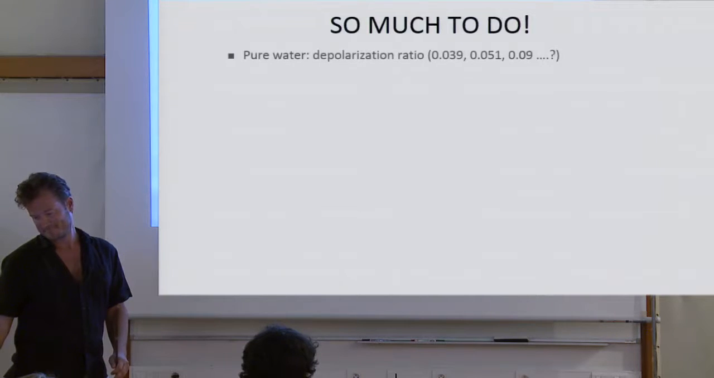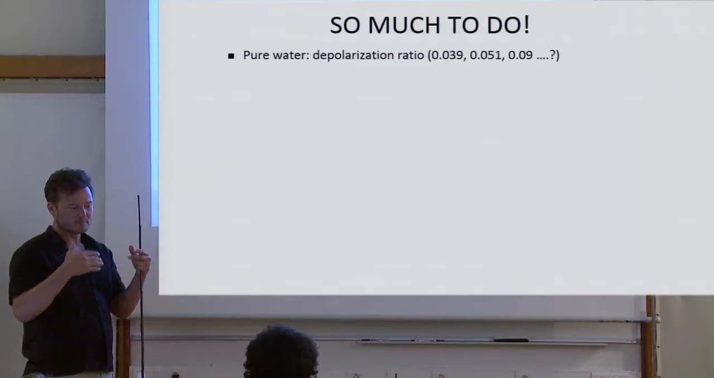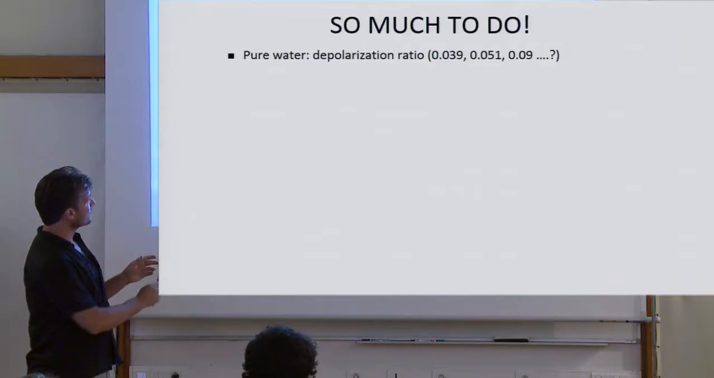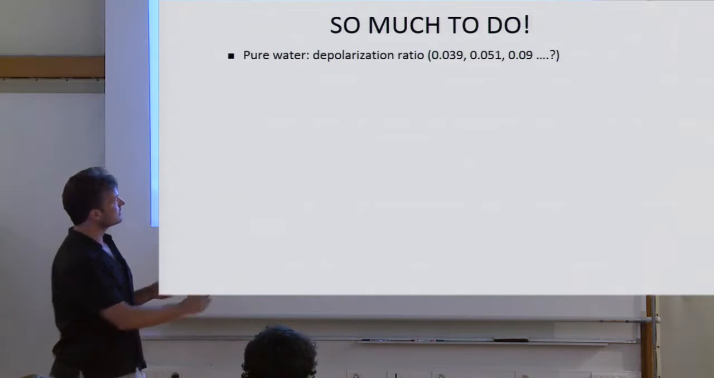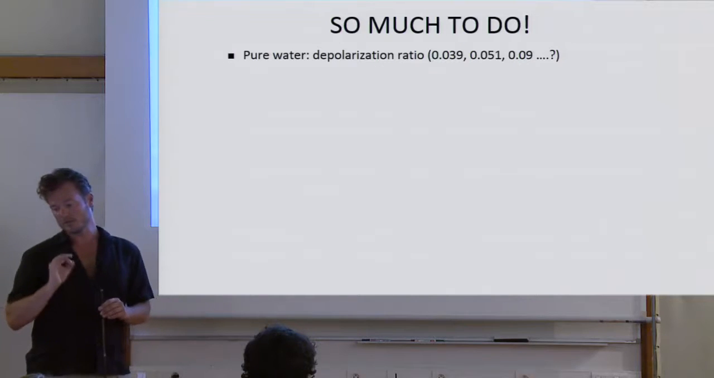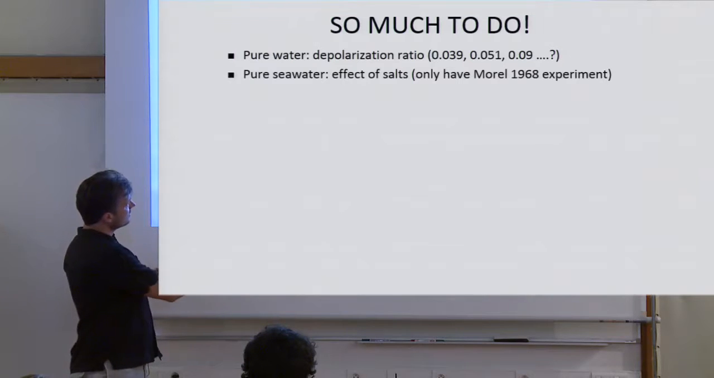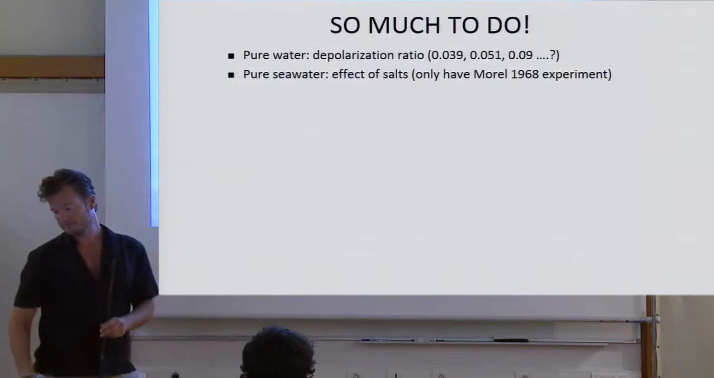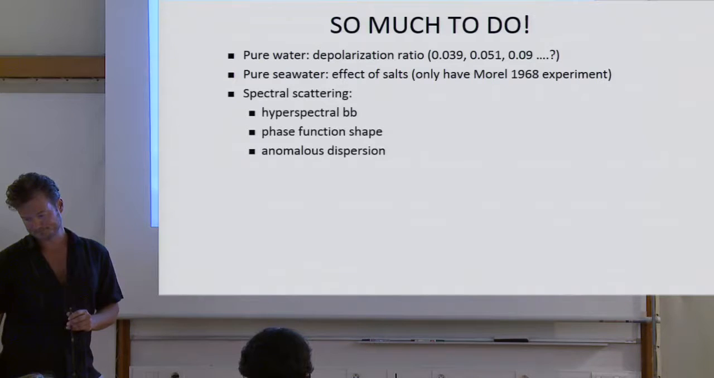So much to do. I talked about all the different things throughout the talk, where we are in the envelope of our knowledge and things that still need to be done, so I'm just going to summarize them all here. The first one is the depolarization ratio for pure water. What is the value? It's probably somewhere around here, but there's really a great opportunity for a really careful experiment to pinpoint that. The effect of salts, again, we only have that one Morel 1968 experiment. We need more experimental data on that. It's a 30% effect for typical seawater.